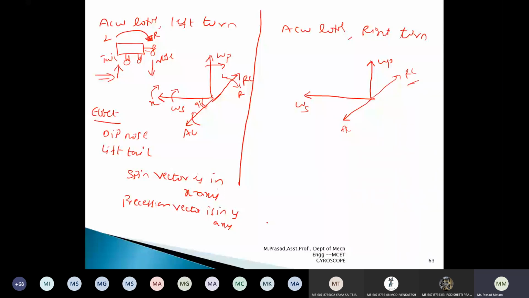Still, I have a doubt. People are suffering to locate the active couple and the reactive couple. So for that, always use the right hand thumb rule. Then, depending on the right hand thumb rule, you know the z-axis direction. Based on that, you can draw. Okay, let us explain one more condition.